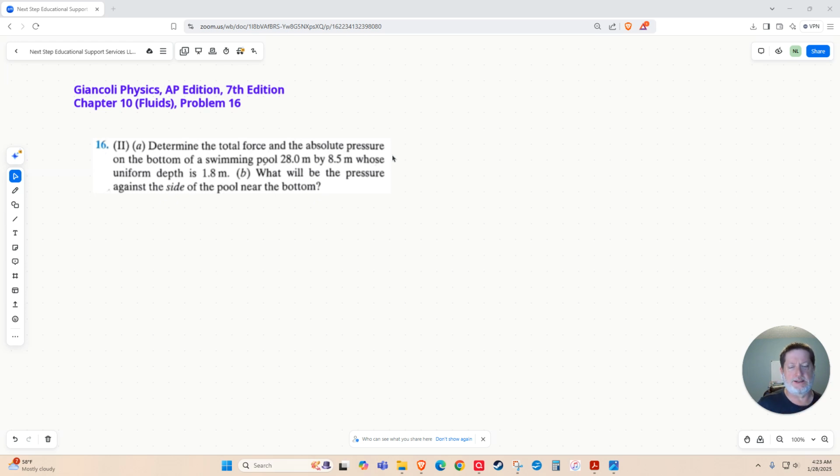Now, this is a slightly more advanced level 2 problem for this book. I reserve this problem for my honors and AP students. So go ahead and wrap your brain around this problem, pause the video, and see what you can come up with.